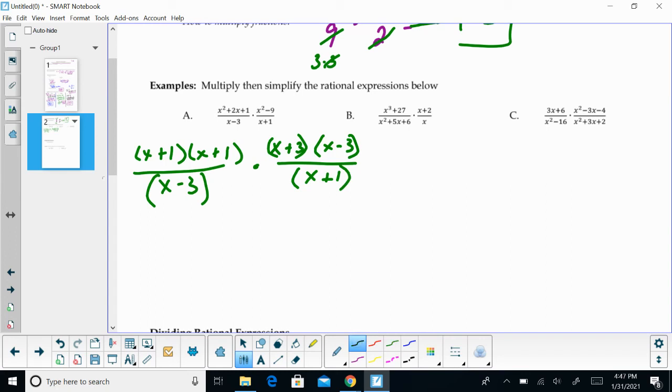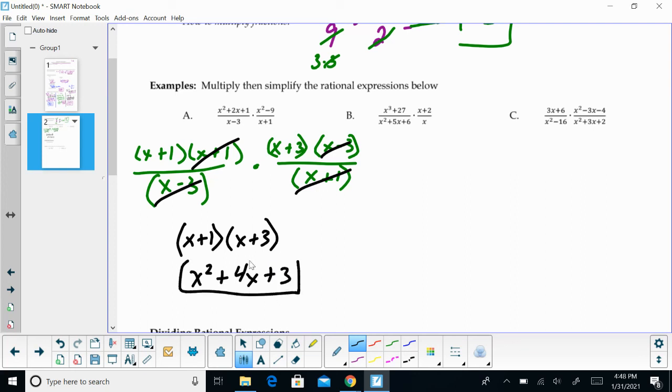So now what can I cross cancel? I can cancel an x plus 1 and an x minus 3. So I'm left with x plus 1 times x plus 3, or x squared plus 4x plus 3. All I did was multiply to get my polynomial. And that's all we're doing. Okay, so we're taking what we know about fractions and we're applying it to polynomials.